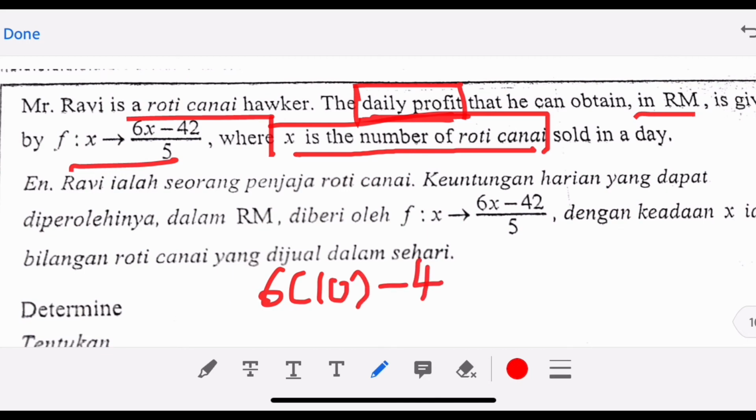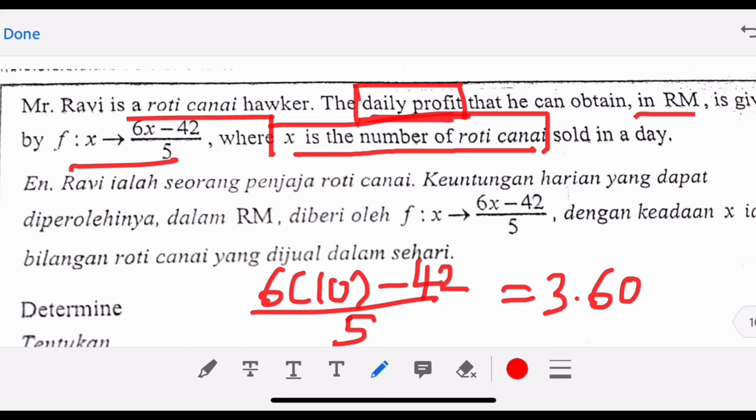My profit for today: 60 minus 42. Take the calculator: 60 minus 42, divided by 5. I only get a profit of 3 ringgit 60 cents if I sell 10 roti canai in a day. So poor thing, 10 roti canai only 3 ringgit 60 cents. So how much must I sell?